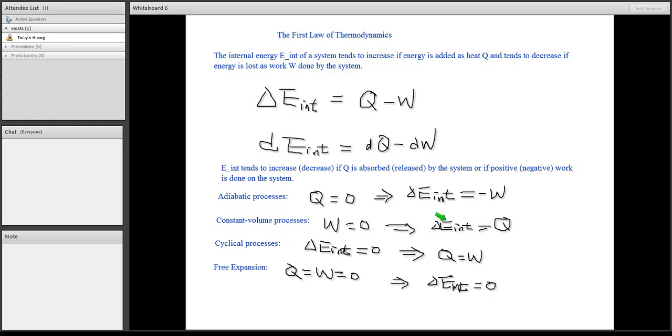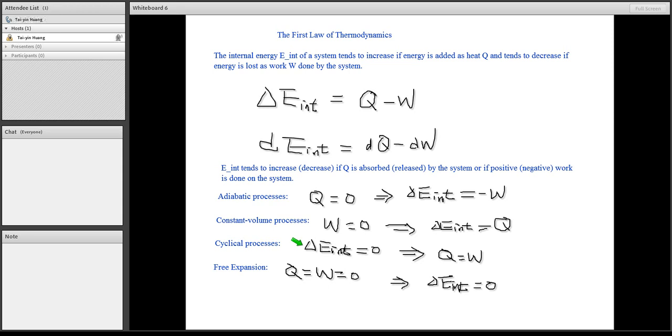Okay. And then we have a cyclical process. When you have a cyclical process, because after a cycle, that's an engine, you go back to the original starting point. Whenever you go back to the original starting point, nothing changes. Pressure doesn't change, volume doesn't change, temperature doesn't change. When temperature doesn't change, there's no change in internal energy, because later in chapter 19, you'll find out internal energy only depends on temperature.